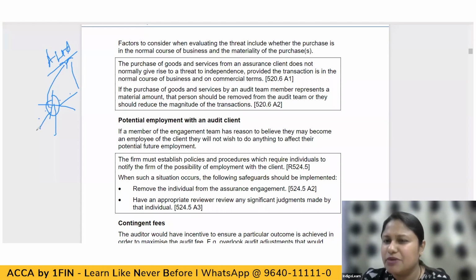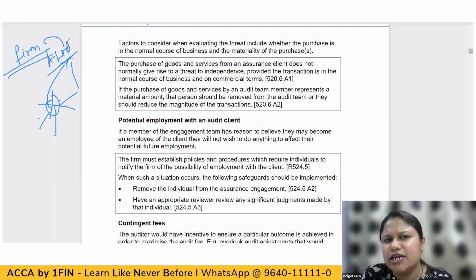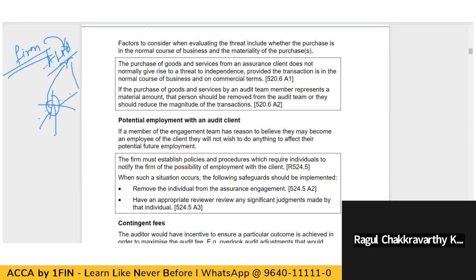And if the engagement partners or the key audit partners have this kind of interest, then you have to be very careful. That means if the firm as a whole is buying, then be very careful that you actually stop this. Stop the transaction, or the transaction should be immaterial or insignificant. Got it? All right.